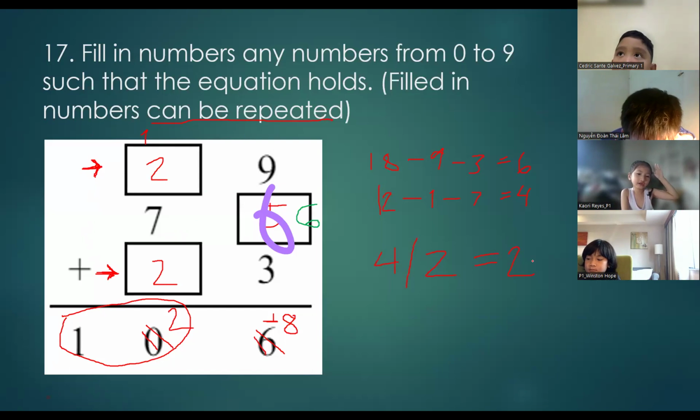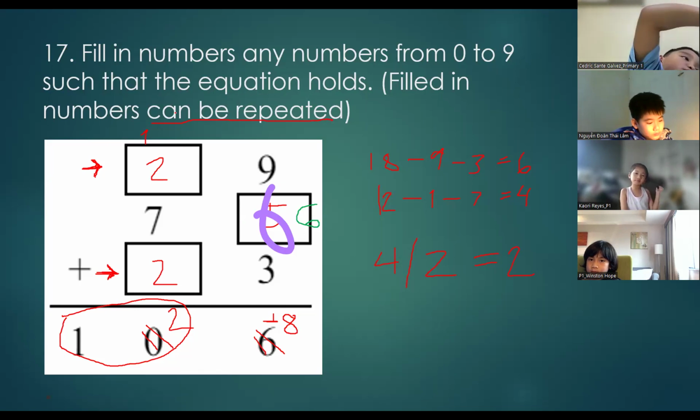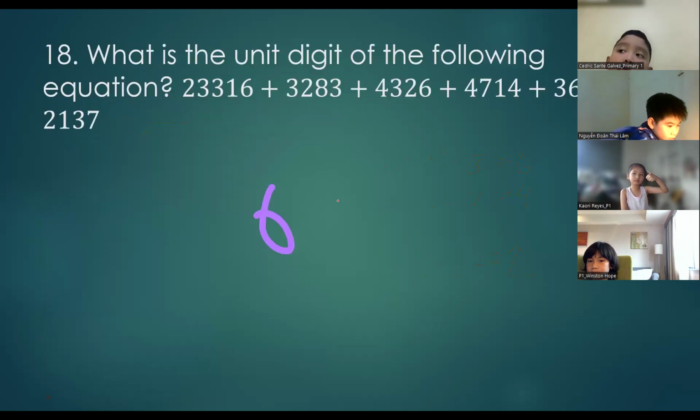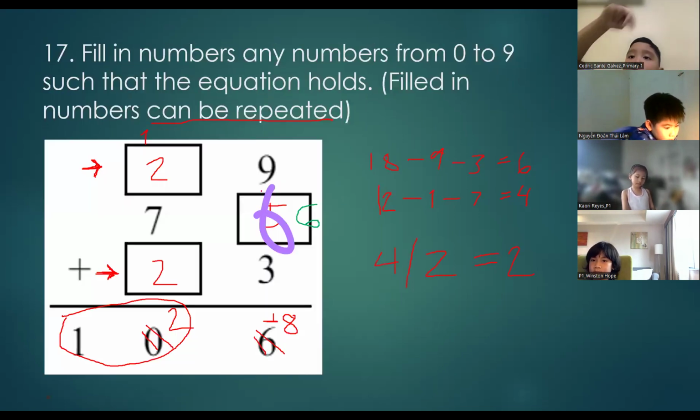Teacher, I will answer number 19. Okay, you will answer number 19. So we are still in 17. I will call you in number 19, okay? So everyone got this, number 17? Okay, let's go. Number 18. Who wrote the 6 here? Can you remove it?